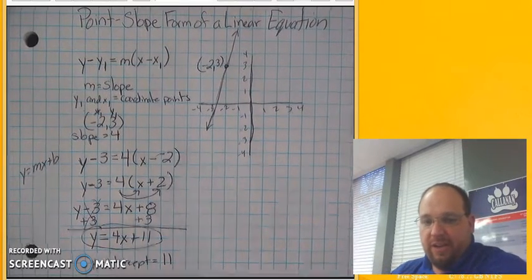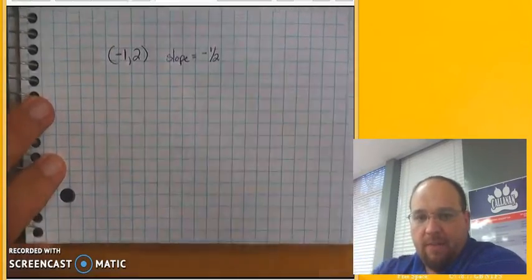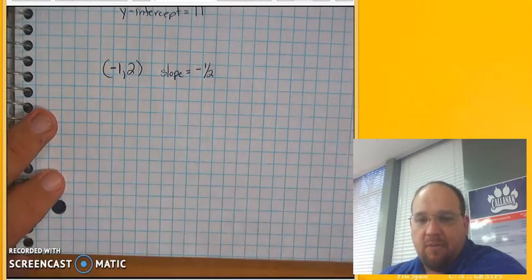So let's go ahead and look at another example here. This one's going to be a little more difficult. I have negative 1, 2, and I'm going to have a slope that is negative 1/2.